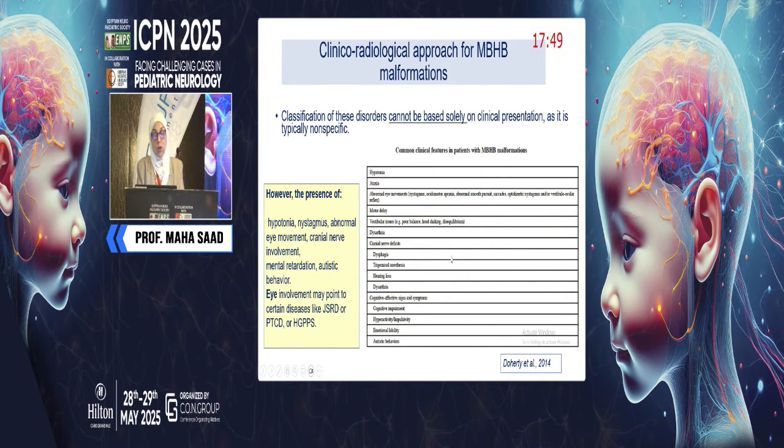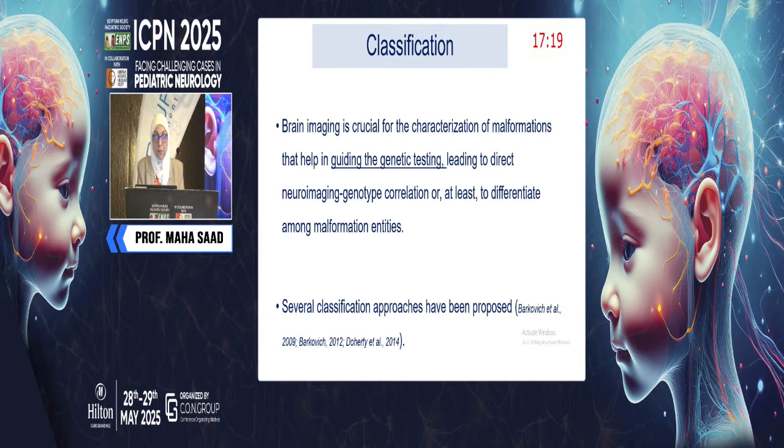Clinical radiological approach of mid-hind brain anomalies cannot be based solely on clinical presentation, although there are some clinical features that can lead to the diagnosis, like the hypotonia, the nystagmus, the abnormal eye movement, especially in Joubert syndrome, the oculomotor apraxia, and on horizontal gaze quality and progressive scoliosis. This is one of the clues for diagnosis of hind brain anomalies.